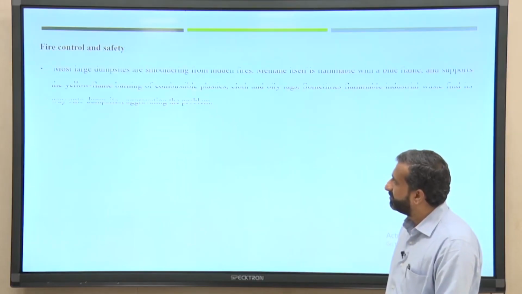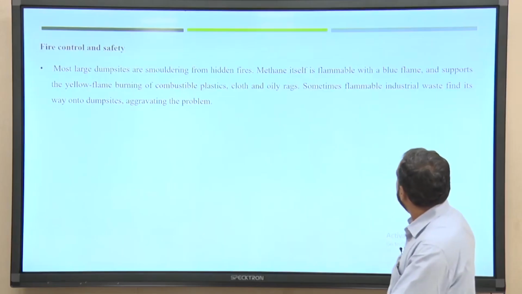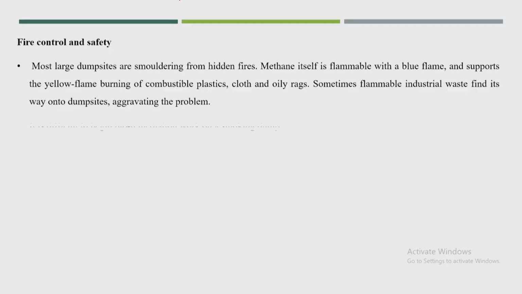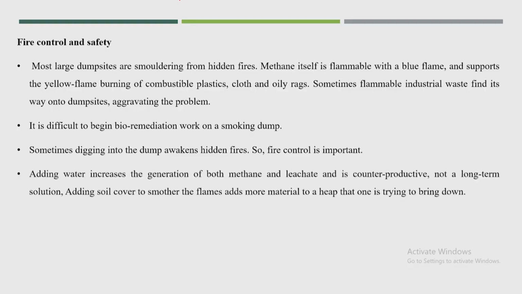Now, fire control and safety, this is also one important understanding. Large dump sites could have hidden fires because they contain methane, and many times when you excavate the dump site, you will find some flames coming out from the bottom. So, it is difficult to begin bioremediation work on smoking dumps. Sometimes digging into a dump awakens hidden fire. So, fire control is important.